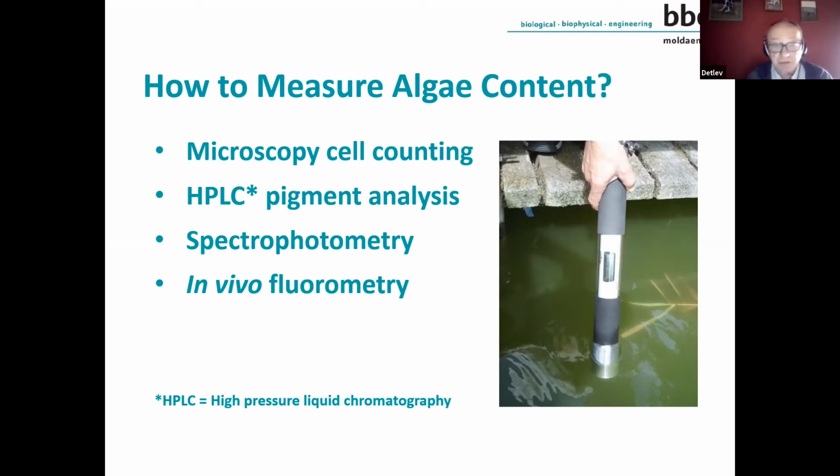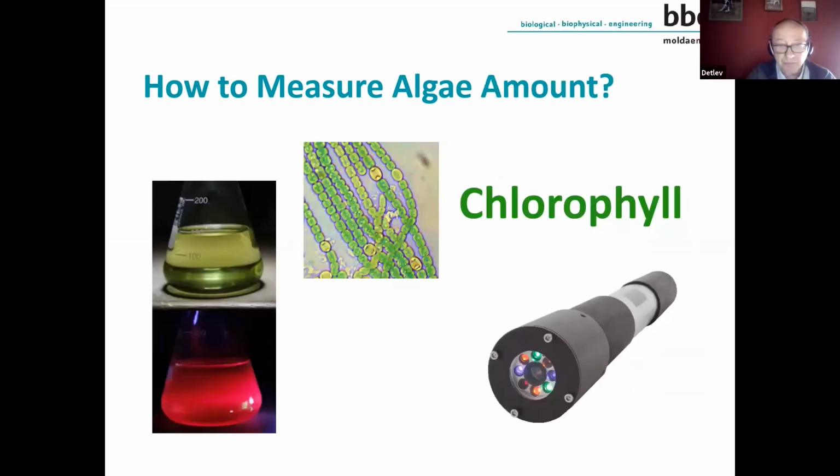Then we have spectrophotometry, where you can also extract the pigments from the cells and measure them with a photometer. That is also a classical way where you can determine the chlorophyll content. And last but not least, and that is the main point here, we have in vivo fluorometry, which uses some features of the cell to determine the amount of chlorophyll inside of a living cell.